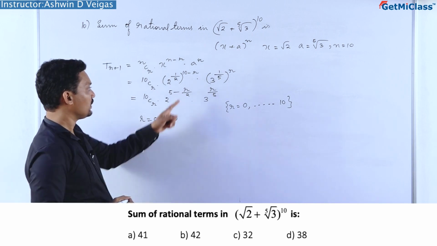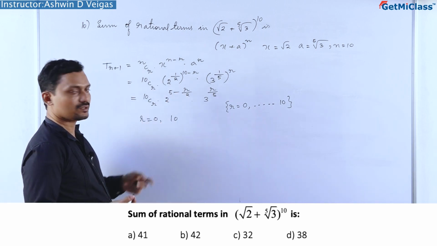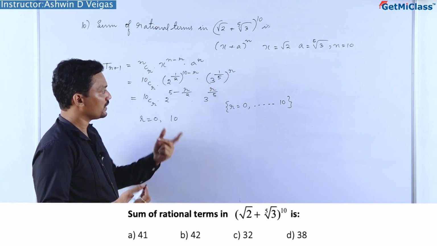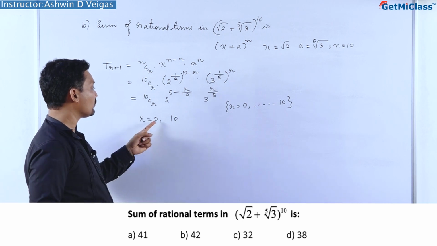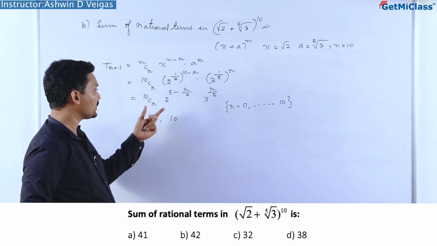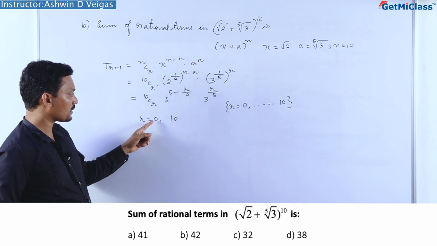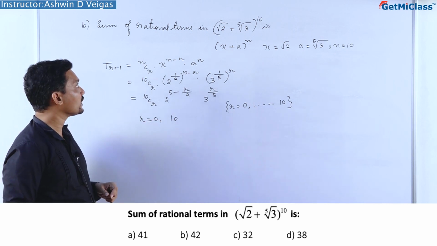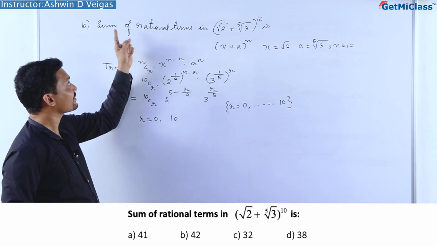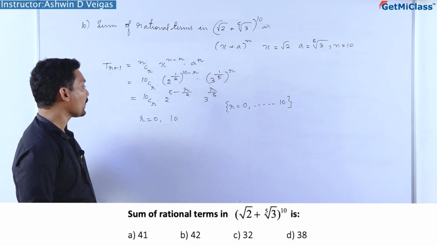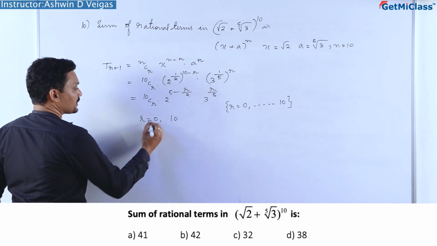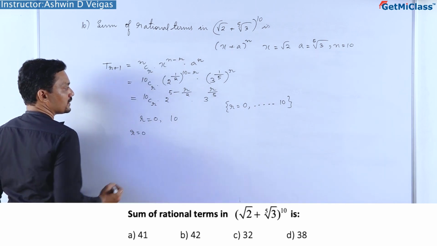So when you put 10, 10 by 2 is an integer, 10 by 5 is an integer. So there are only two values from 0 to 10 for which this term becomes an integer, that is r equal to 0 and r equal to 10. Now they are asking for the sum of those rational terms. To find it, we will put r equal to 0 here.